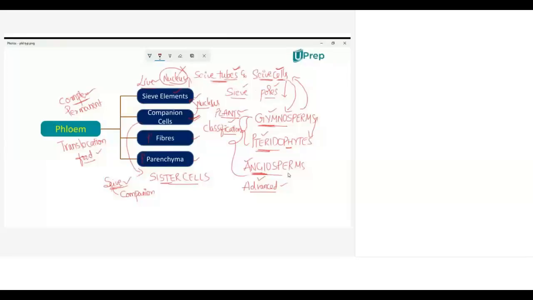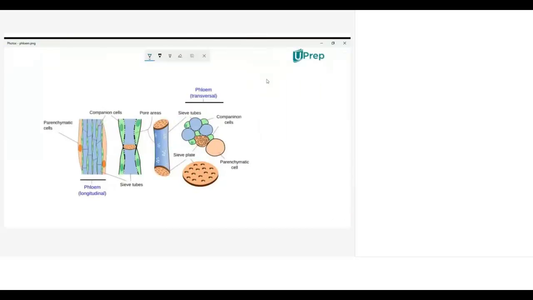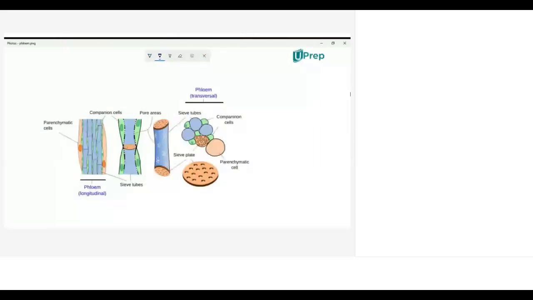So why I gave this classification is to link up how some cells of phloem tissue are present only in simple primitive plants and why some cells are present in advanced plants. Okay. Now here we are discussing how sieve elements and companion cells are called sister cells. Now, the phloem tissue will look something like this. Can you see the picture? Yes, ma'am.